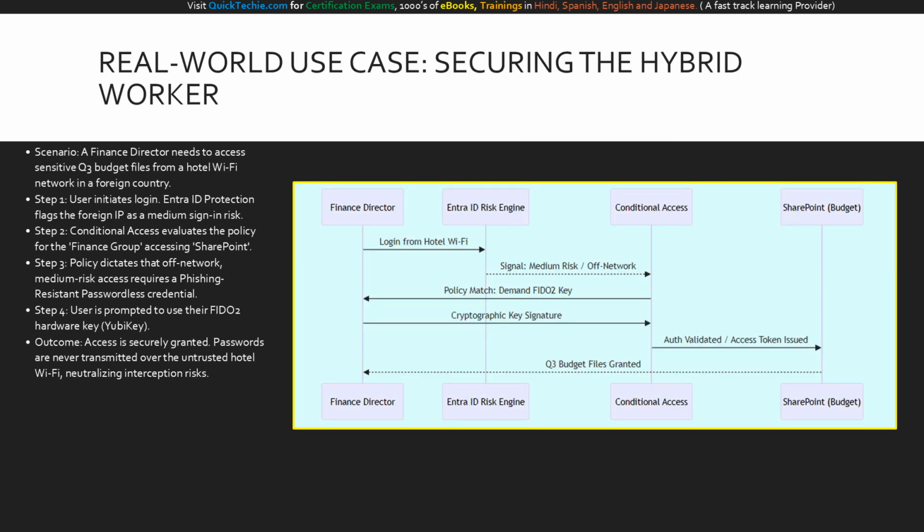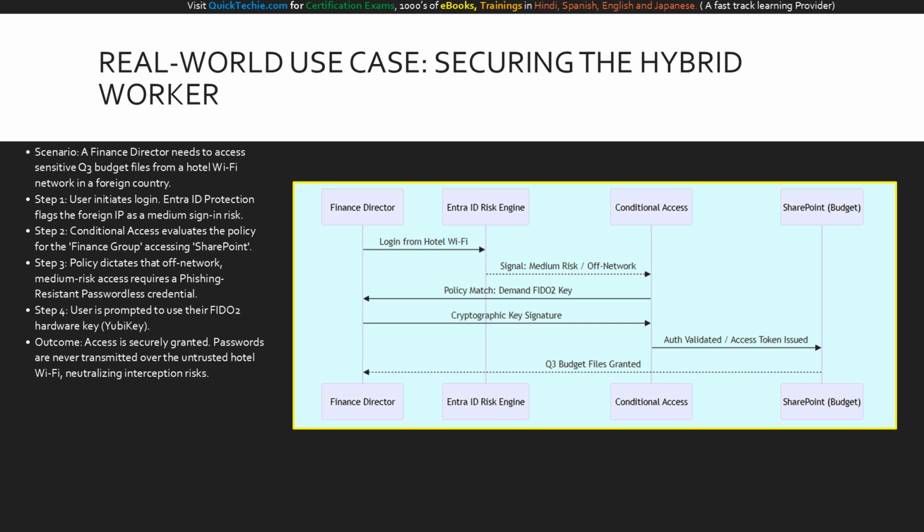Let's tie all these authentication principles together with a real-world, highly practical use case. Imagine your finance director is traveling abroad and urgently needs to access Q3 budget files in SharePoint from a hotel Wi-Fi network. Step 1. They initiate the login. Microsoft Entra ID Protection immediately flags this unfamiliar foreign IP address as a medium-risk sign-in.